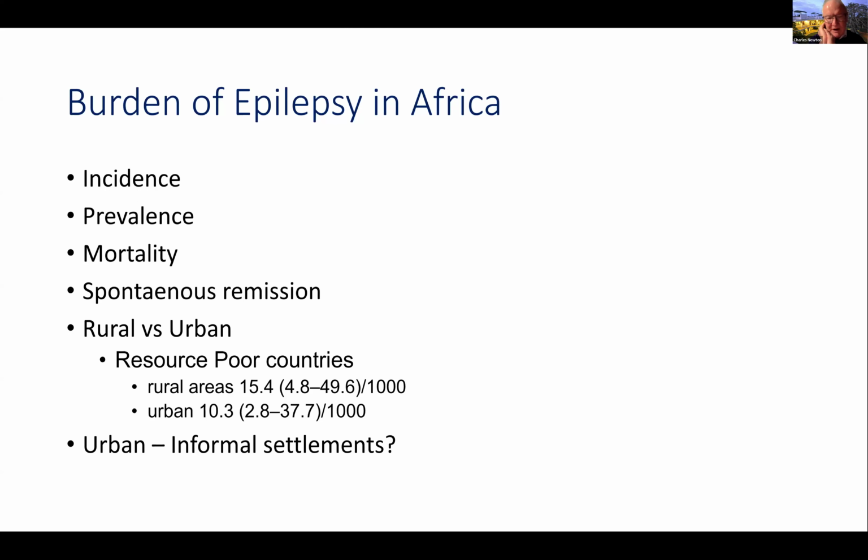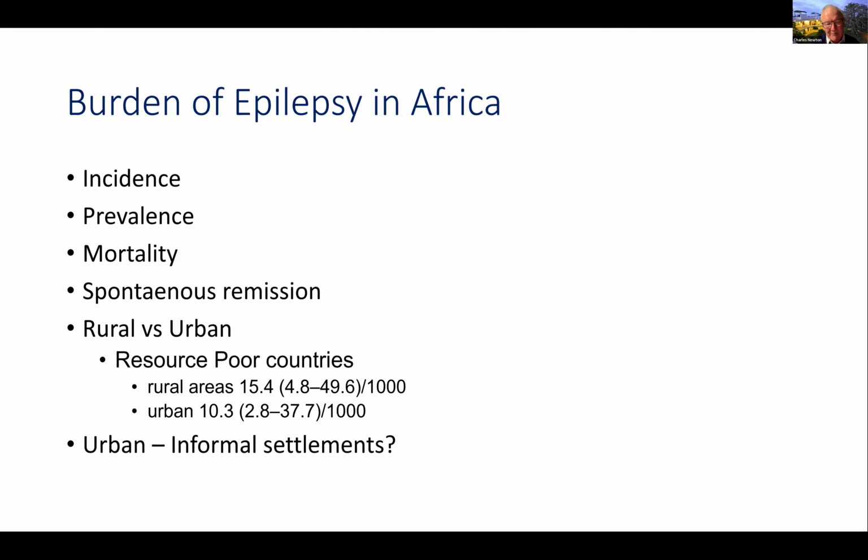But this sort of belies the problem that we have in Africa in particular, and I'm going to concentrate mainly on Africa since this is the ILAE Commission for Africa, but this also applies to other resource poor areas around the world. So the incidence is very high. It's higher in Africa than any other continent, which results in an increase in prevalence, but also there's an increase in mortality. So the prevalence is not as high as the incidence would dictate. There is also spontaneous remission, which is very difficult to measure because you need large-based cohort studies, which are followed up for a long time to determine this.